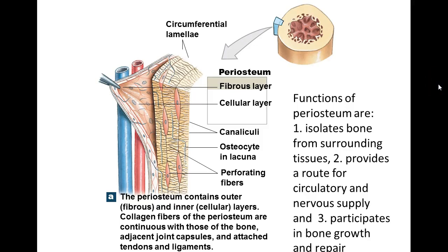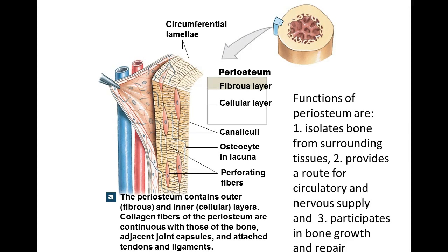The next topic is the periosteum and the endosteum. So the periosteum is the fibrous connective tissue layer on the outside of the bone, and the endosteum is the layer on the inside of the bone. On the outside with the periosteum, you do have the fibrous layer and then the cellular layer.